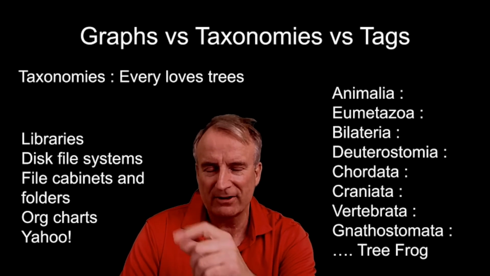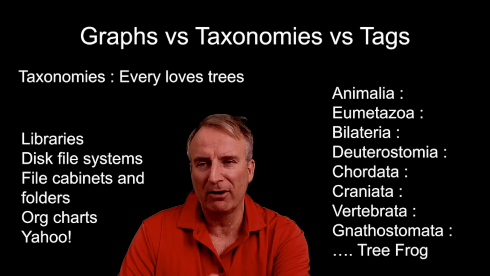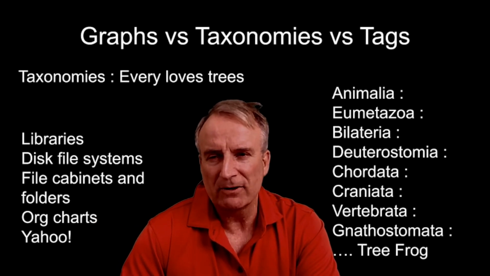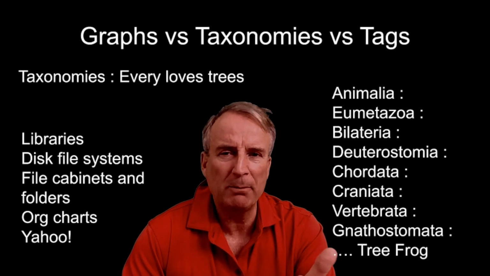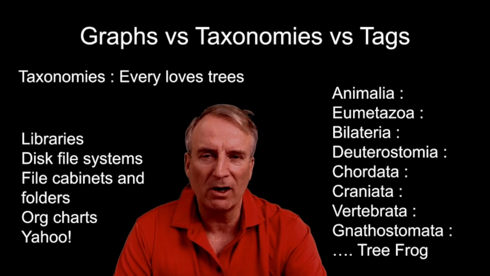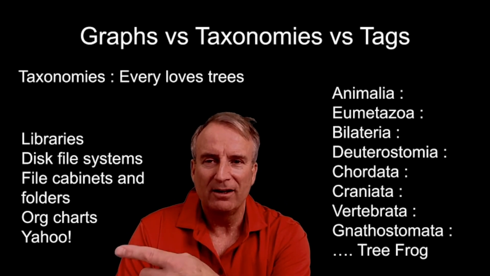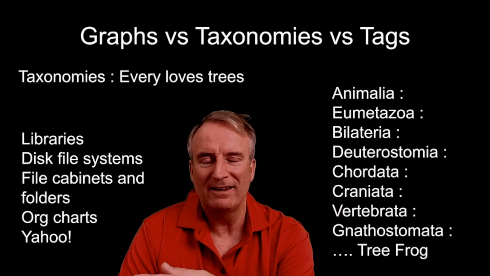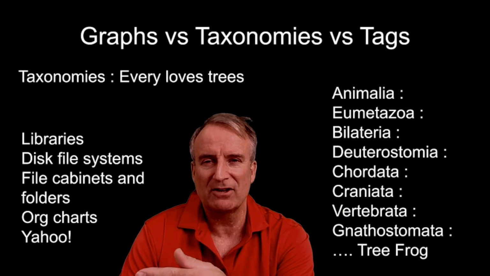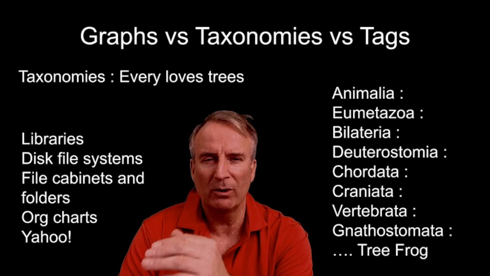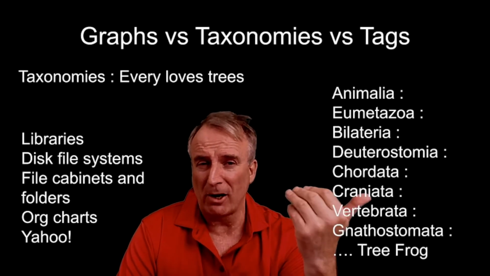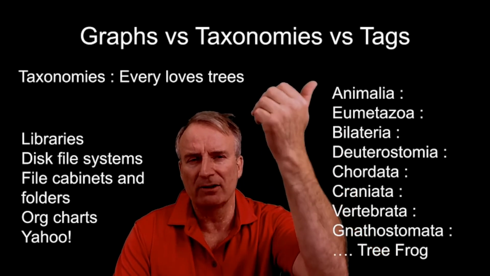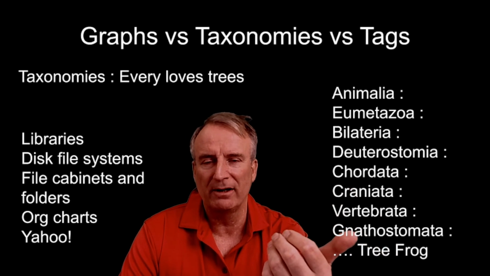Ignoring symlinks, the file on disk has to be in a folder, in a folder, in a folder on a disk. Filing cabinets, same. Org charts, we put people into trees because we can't handle graphs. Yahoo tried to put the world, the web, into a categorization system. It failed. The world is not categories. And biologists, of course, they go to extreme levels. You get the tree frog and it's got like 20 levels above it in the hierarchy.